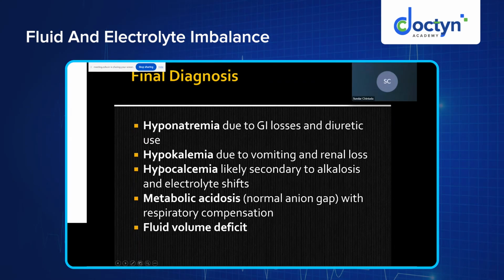So a final diagnosis of hyponatremia due to the GI losses and diuretic use was made. Hypokalemia due to the vomiting and renal loss. So GI loss and diuretics can be the cause of hyponatremia, which we have discussed. Hypokalemia because the patient has persistent vomiting, present since 3 days, and renal loss is also there. Hypocalcemia secondary to alkalosis and electrolyte shifts. Metabolic acidosis, normal anion gap with respiratory compensation, and fluid volume deficit is being seen.